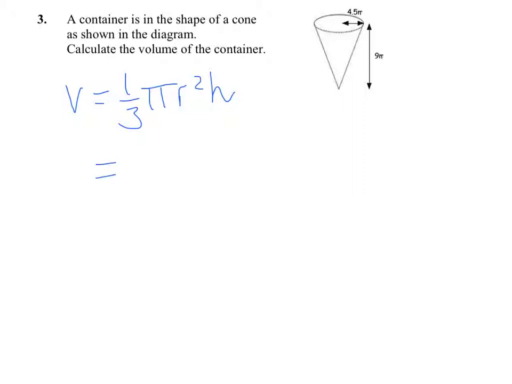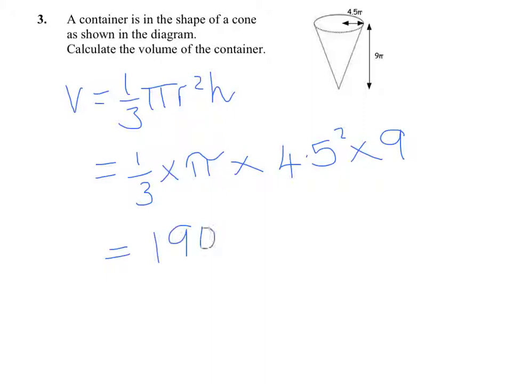And now it's just a case of making sure we substitute things in correctly. So it's 1/3 times pi times the radius is 4.5, so 4.5 squared, times the height, which is 9. And remember, depending on your calculator, it will depend how you can put this third in. You may be able to put it as a fraction, or it will just be 1 divided by 3, times pi times 4.5 squared times 9. Which gives you 190.85175.